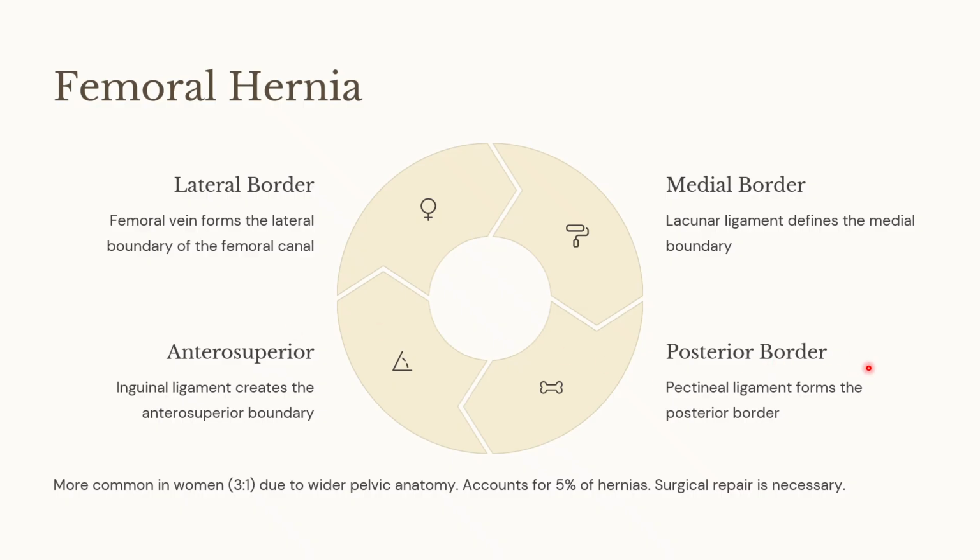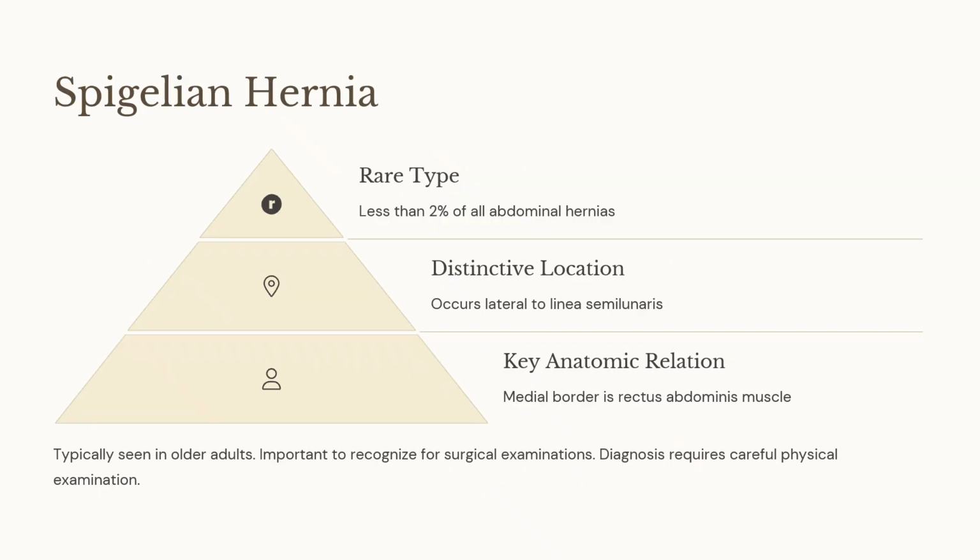What about the posterior border? The posterior border is formed by the pectineal ligament. So this femoral hernia is most common in women due to wider pelvic anatomy. Surgical repair is necessary. Spigelian hernia is a rare type, but even though it is rare, the knowledge is tested in exams like the USMLE. This occurs lateral to the linea semilunaris.